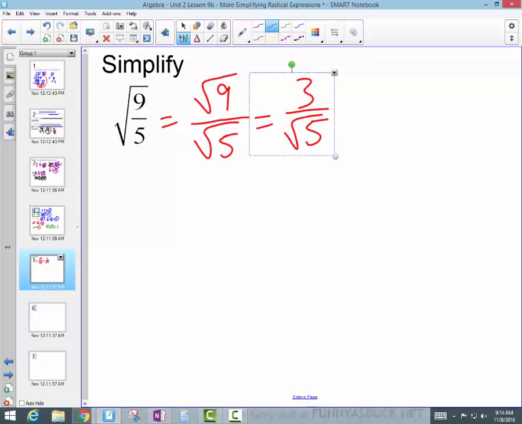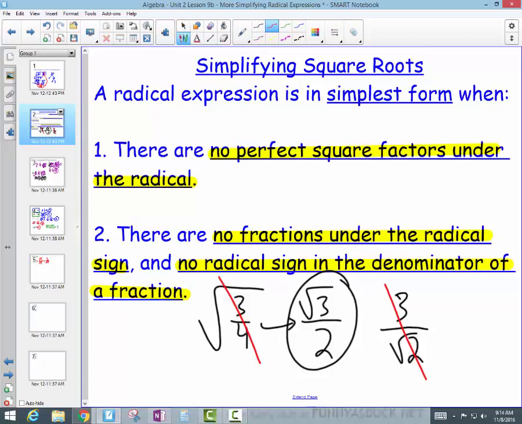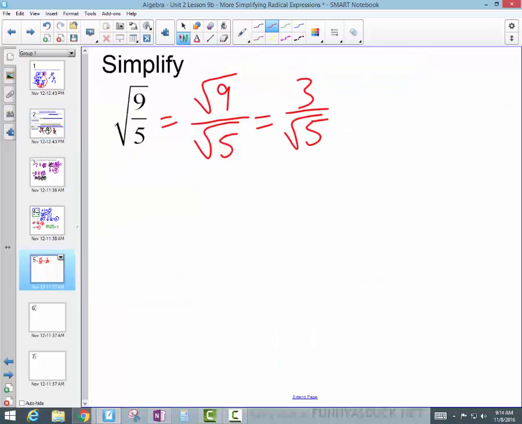We have 3 divided by the square root of 5. 3 over the square root of 5. Now recall what we said earlier. We can't have this. We can have no radical sign in the denominator of a fraction. This is not in simplest form, so we've got to do something about it. The problem that we have is that there's a square root of 5 on bottom. We've got to get rid of that square root. We've got to get rid of that radical.